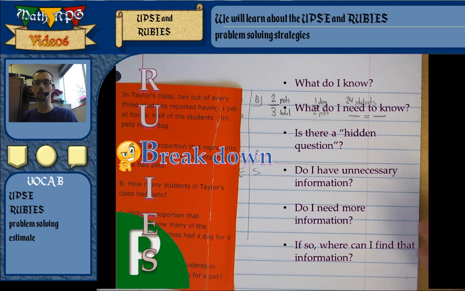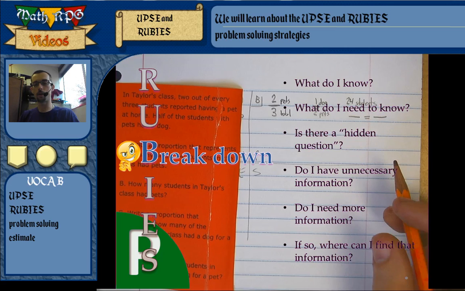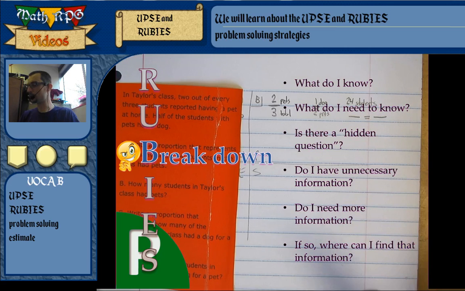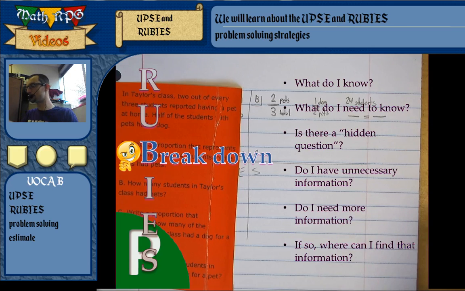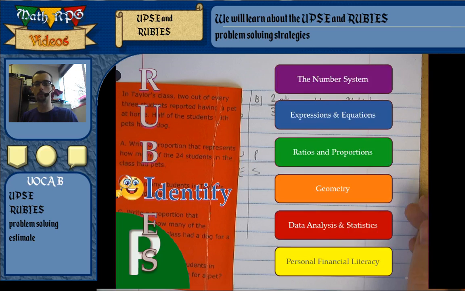A lot of times in the problems that have to do with geometry, we'll have to go look up a formula that we have to use to find the area of things and things like that. But on this problem, I don't see any hidden questions. I don't see any extra information, really any numbers I'm not going to be using. I don't see any numbers that I need that I don't have. So I think we're good for that one.